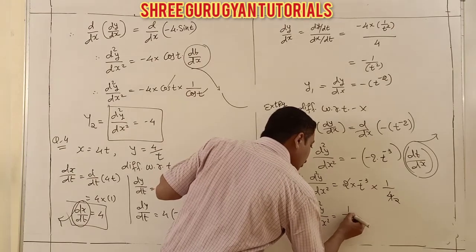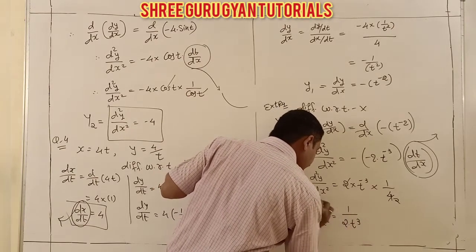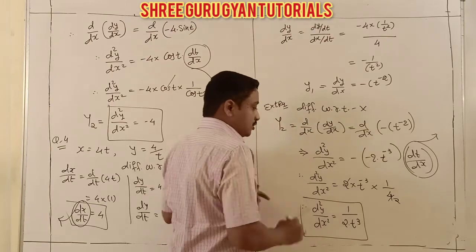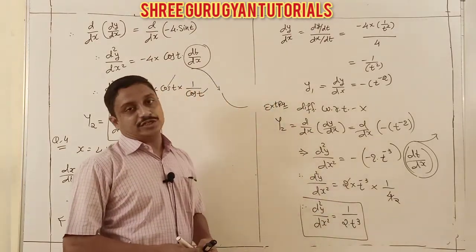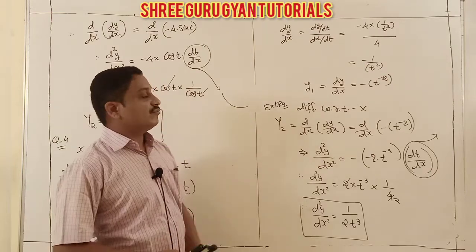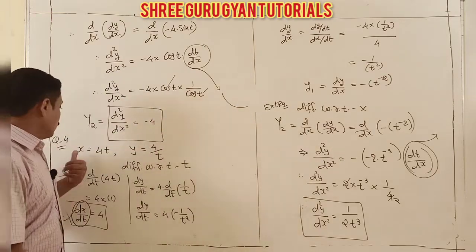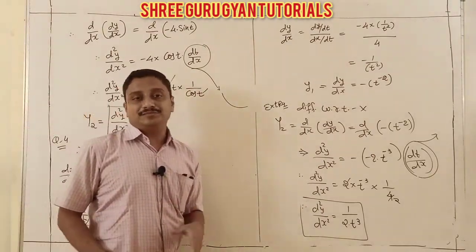Here it is 1 upon 2 t raised to 3. Actually it is t raised to minus 3, and I have written it as 1 upon t raised to positive 3, so it is 1 upon 2 t cubed. And students, finally this question number 4 is happily done.